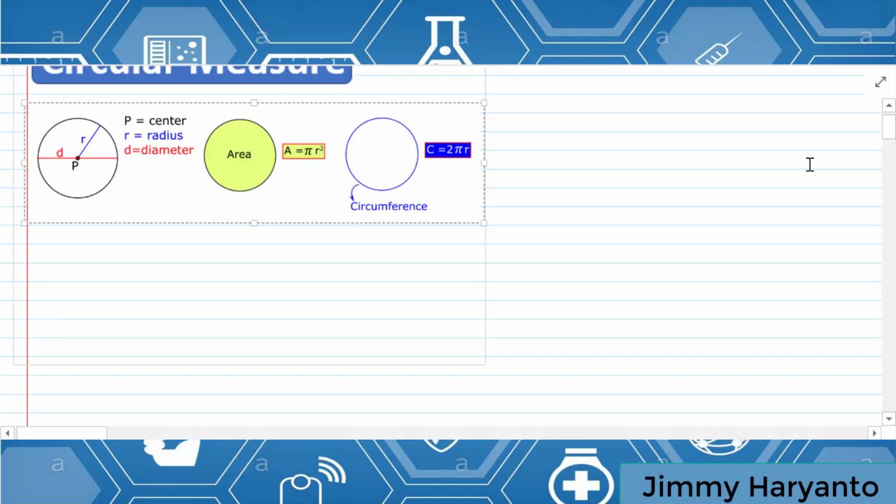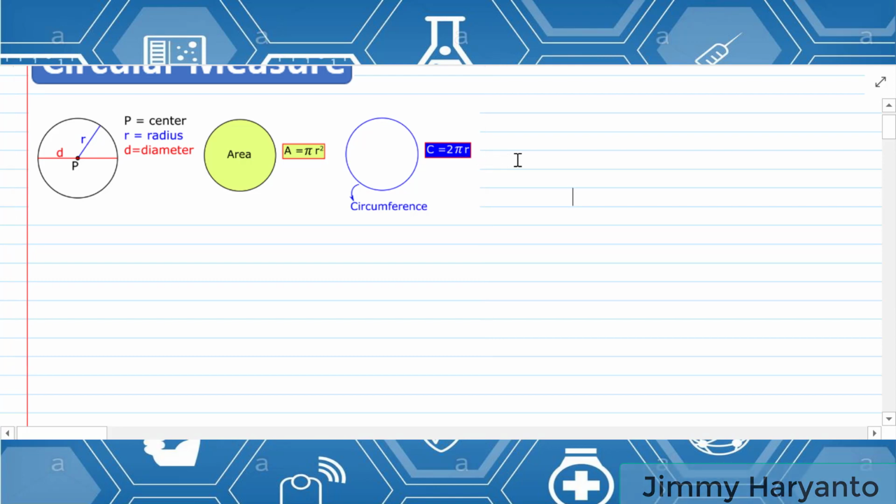Okay guys, let's continue our lesson. The next topic will be circular measure. In elementary school, you have learned about a circle. A circle has a center, radius, and diameter. And as you know, the area of a circle is A equals pi r squared, and the circumference is 2 pi r. In this chapter, you will learn how to find the area of a sector and arc length, which are parts of a circle.